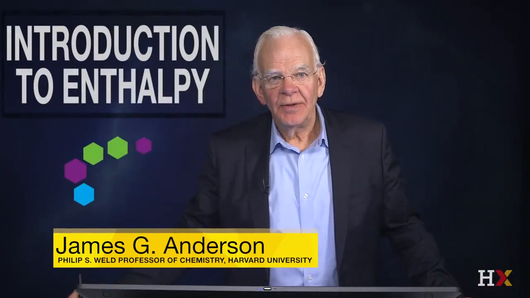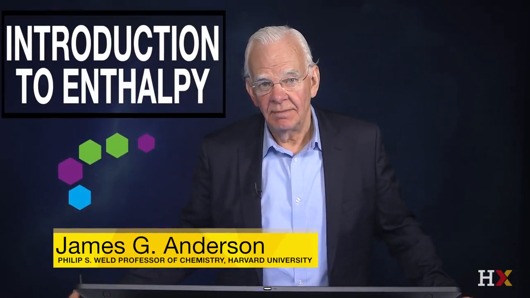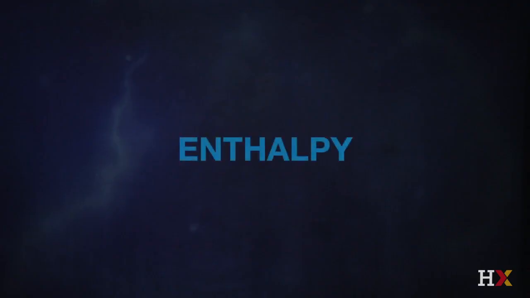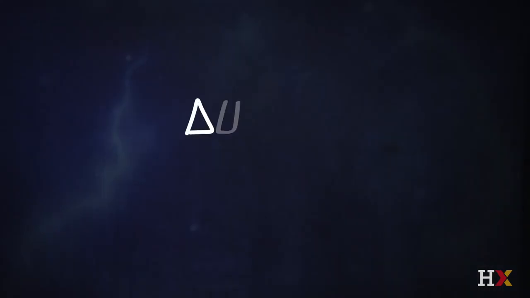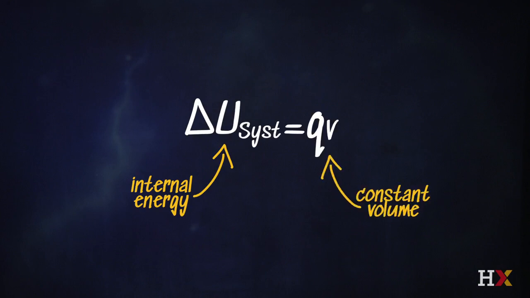Well, we've examined a thermodynamic variable, which is the internal energy of the system, U, and now we turn to the concept of enthalpy. Enthalpy, that's an interesting word. And let's look at what we've learned about the change in internal energy of the system, which is equal to Q under constant volume. That's exactly what the bomb calorimeter provided for us.